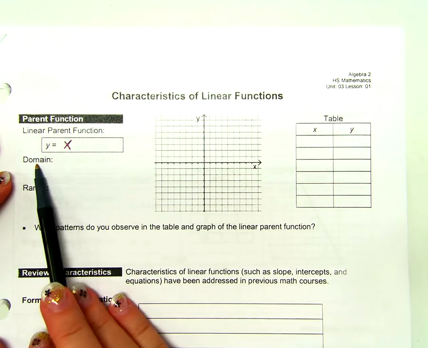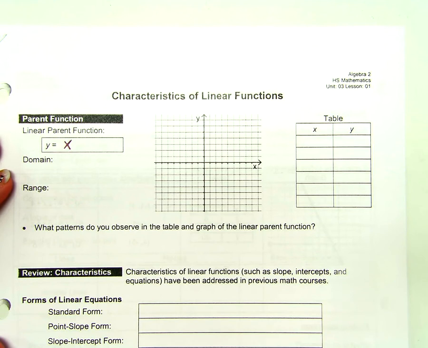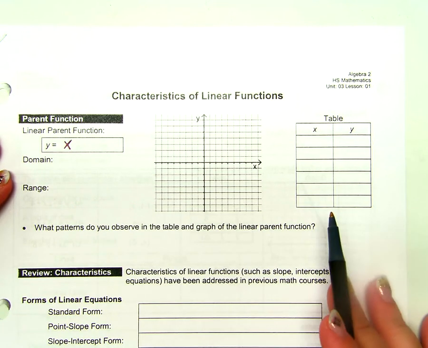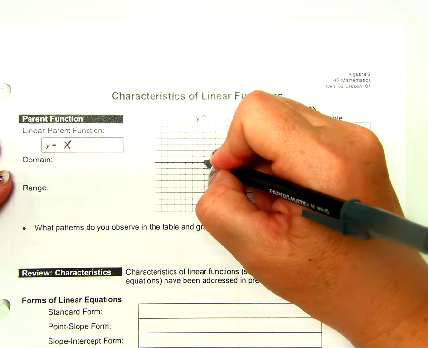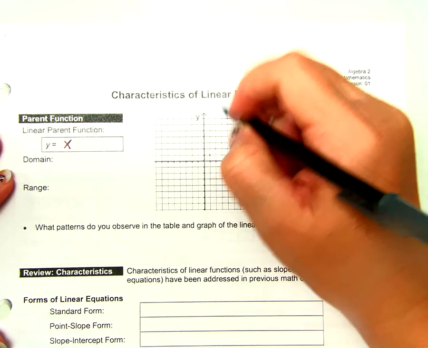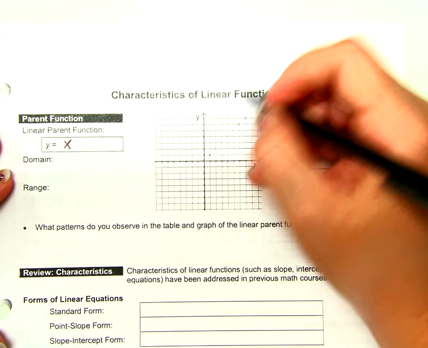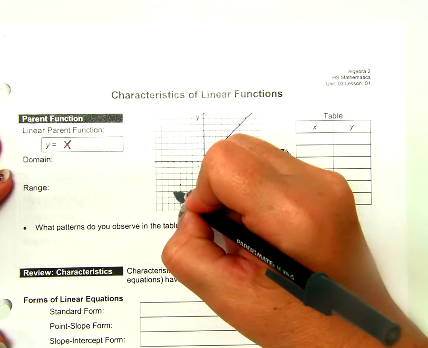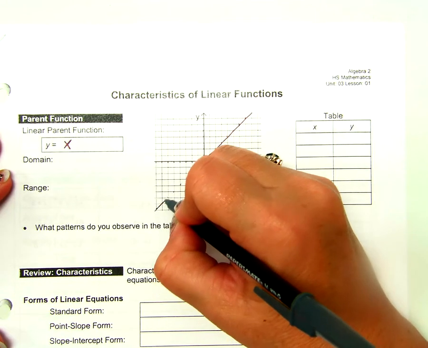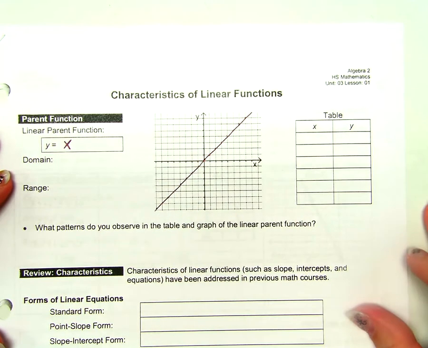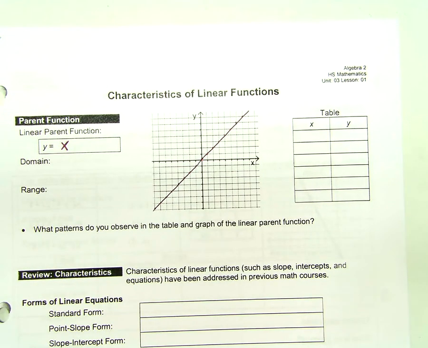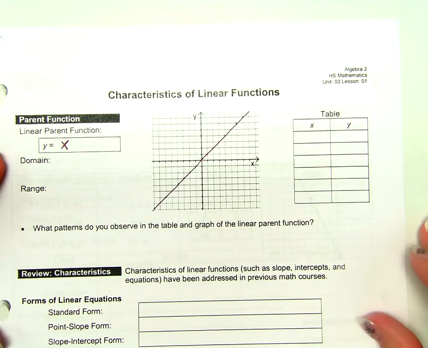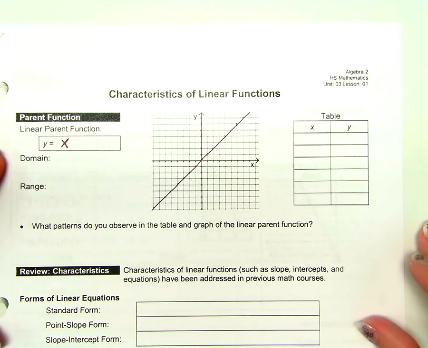What is the domain of my linear parent function? What are the x values of the linear parent function? Should we graph it first so we can look at it? Linear parent function goes here. That's my linear parent function, right? Now, are there arrows at the end of my linear parent function? Do I have to draw them? I don't have to, right? Because I know if it's a linear parent function, it goes in both directions.